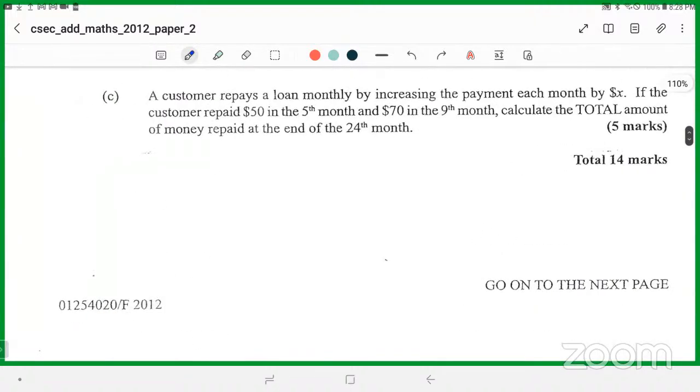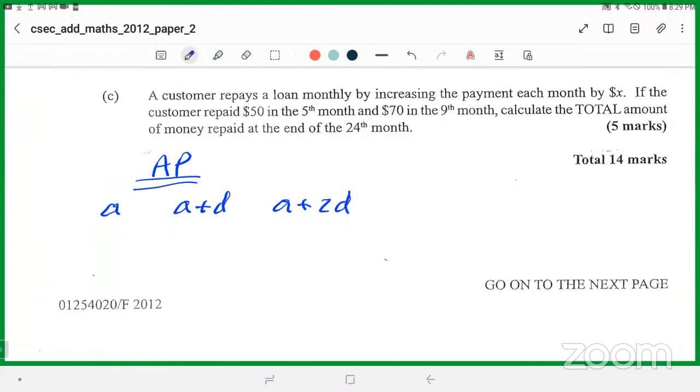Let's talk a little bit first. For the AP series, what you're doing is adding the same number or same value from term to term. So the first term is A, and the thing that you keep adding is called D, the common difference. So the second term would be A plus D. The third term would be A plus 2D, and so on.